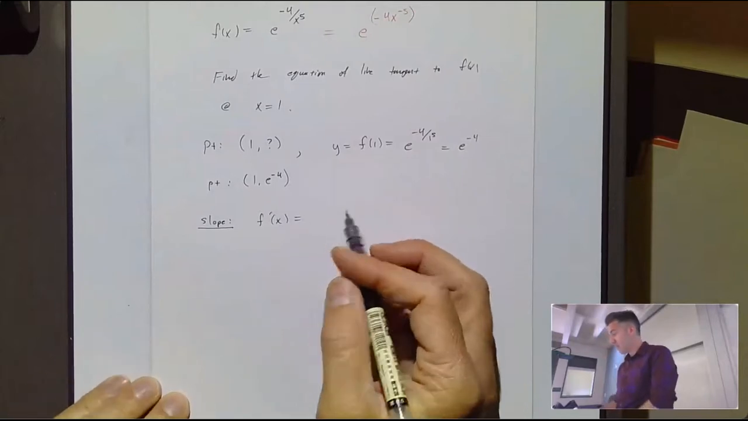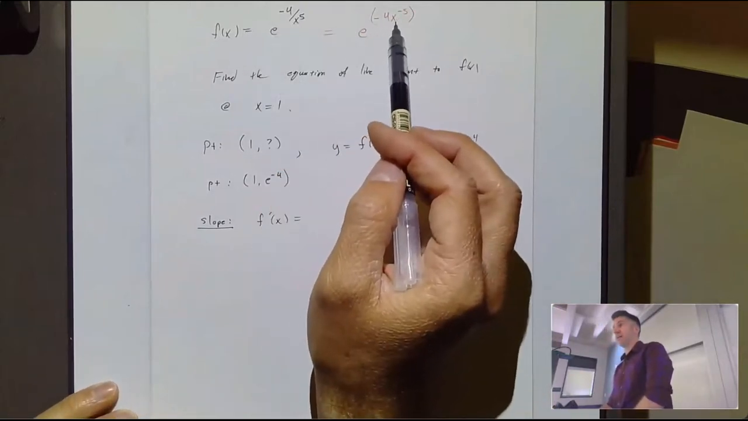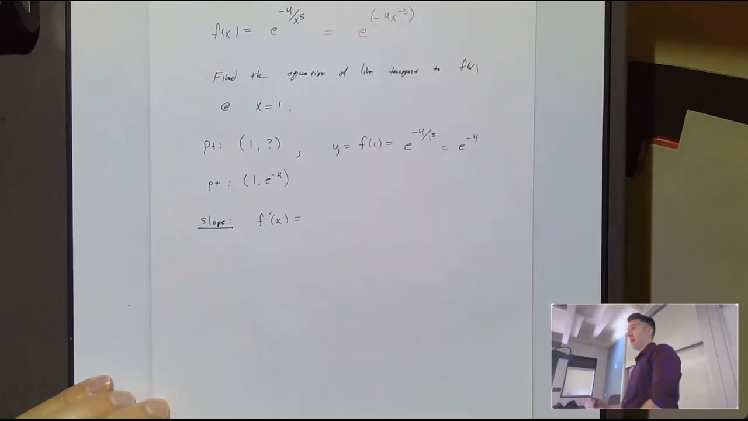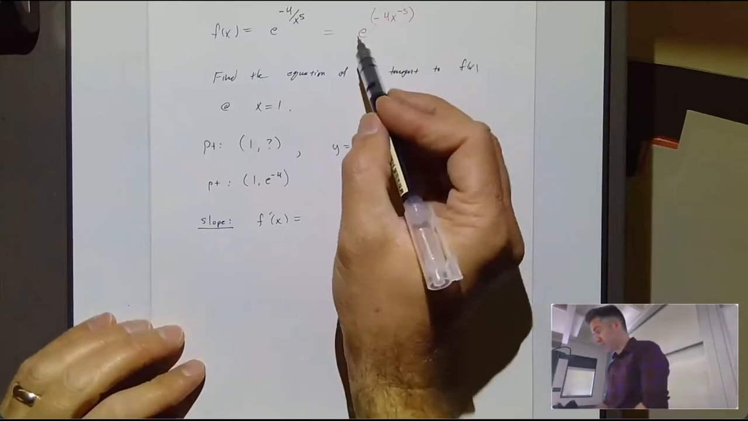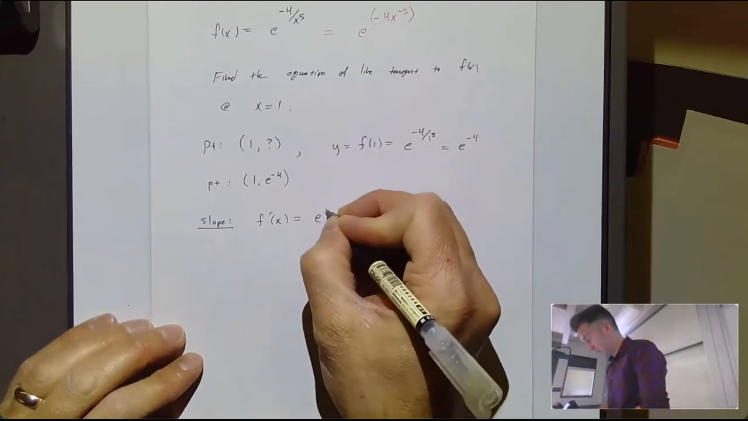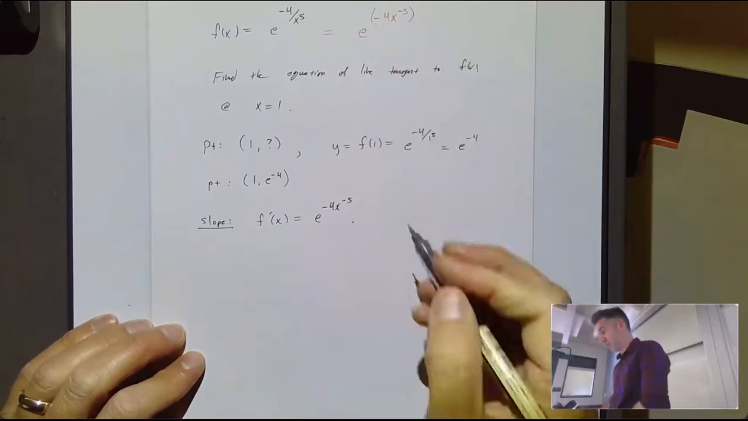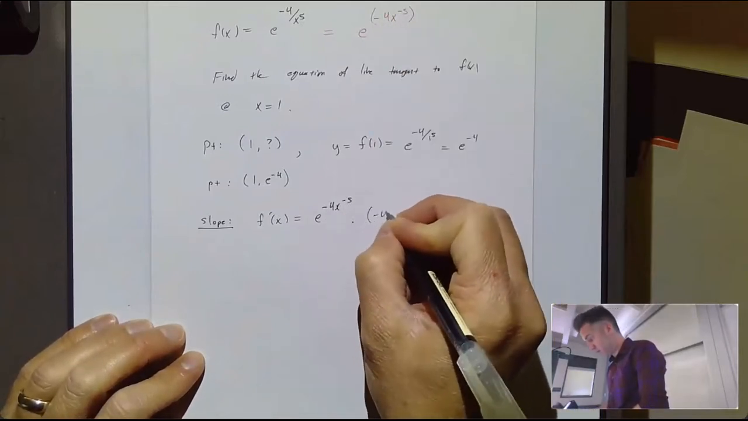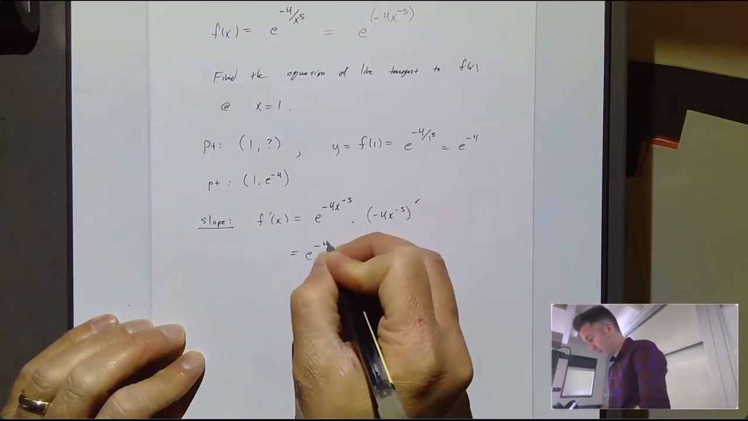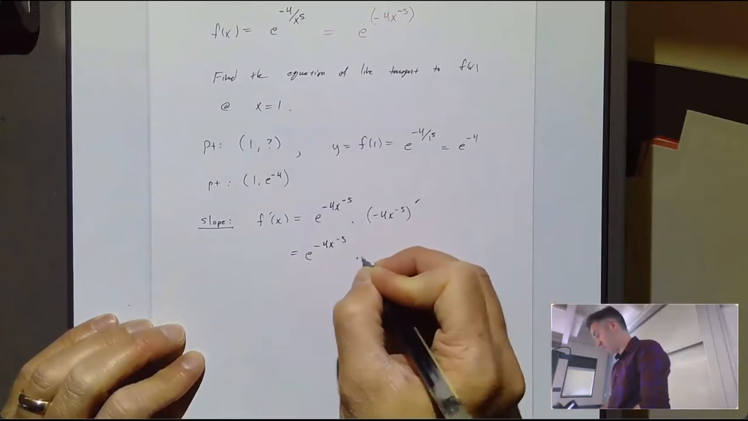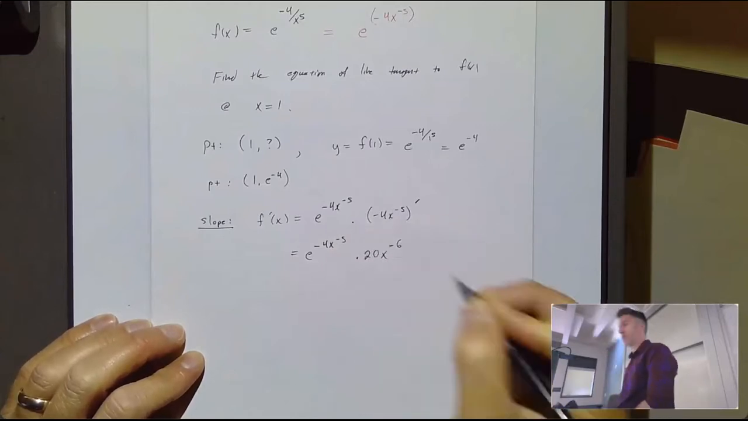So I really want to think of my function as e to the negative 4 times x to the negative 5th. So then when I take the derivative, I can just use my nice rules for the derivative of e to the something. The derivative of e to the stuff is e to the stuff times the derivative of the stuff, which is going to be e to the negative 4 x to the negative 5th times the derivative of negative 4 x to the negative 5th, which is 20 x to the negative 6th.